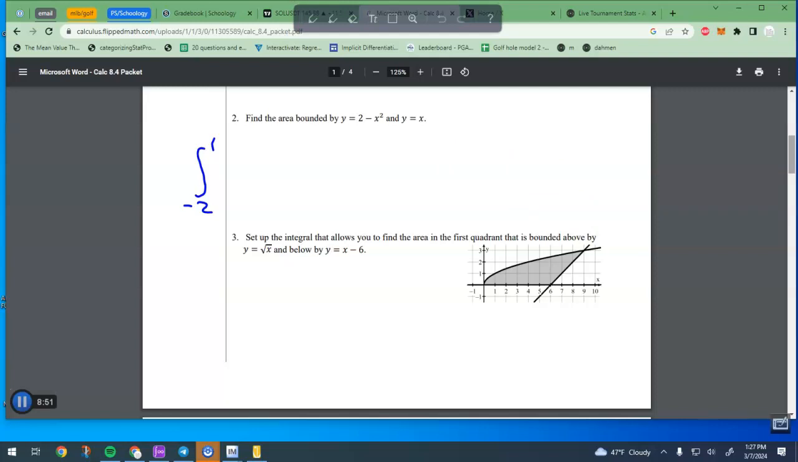That's why. And then I've got to do top and bottom. I don't know. Maybe you can visualize that, maybe you cannot. Let's say you can't. I don't know which one's on top, so I'm going to pick a number in between these two. 0 works, that's the easiest one. If I plug 0 into that one, what do I get? 2. If I plug 0 into that one, I get 0. So that one's on top because that's a bigger y value. So it's 2 minus x squared minus x, times dx. And I'm happy there.